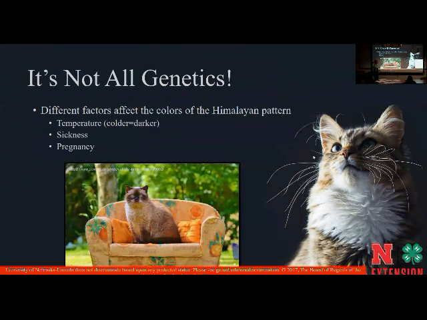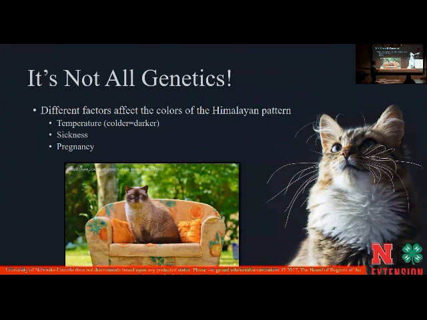So with these cats that live in a colder environment or have colder temperatures often get darker color points over time, as well as some diseases can result in changes in the color points, and when they get pregnant, sometimes their color points will get darker as well. And so there are different environmental factors as well as genetics that impact how dark those color points get. So you can see some Siamese or some Himalayan cats have lighter points versus darker points depending on the cat.